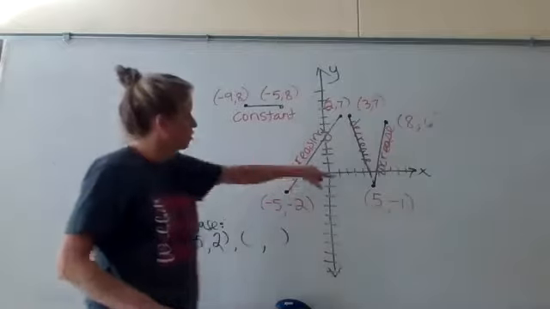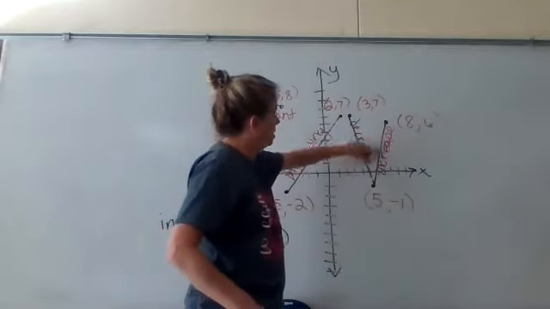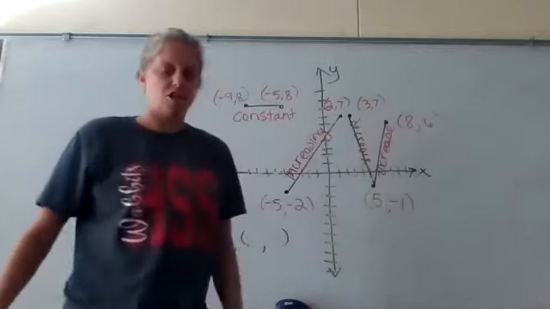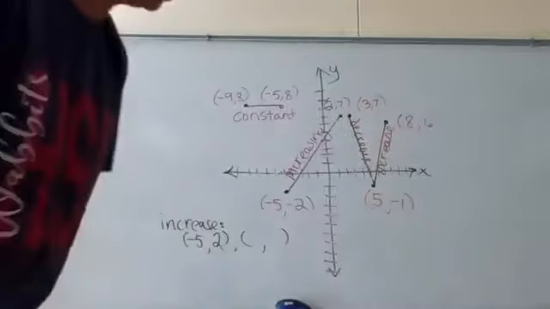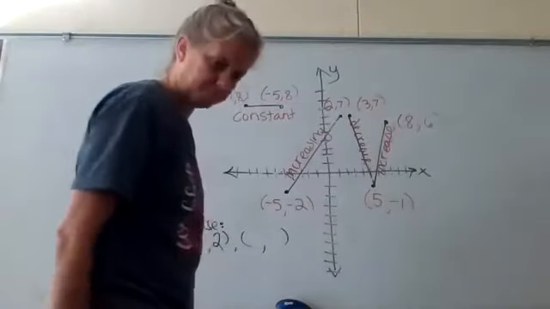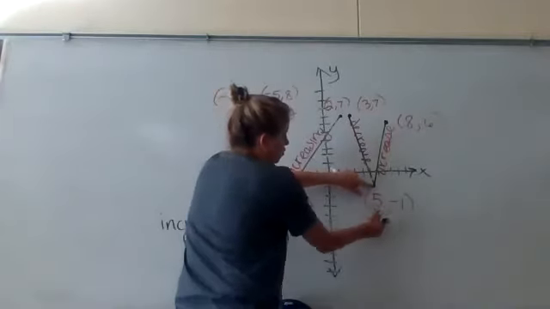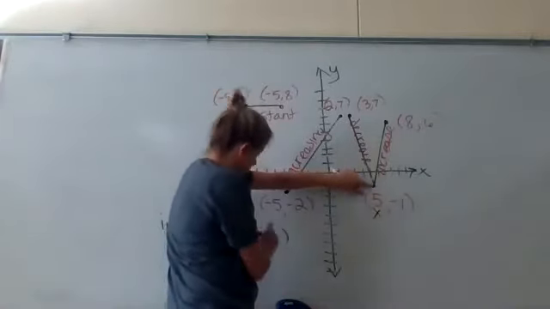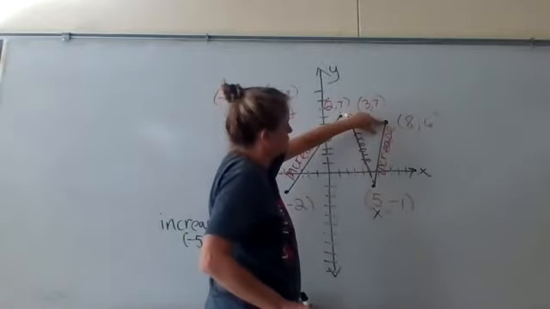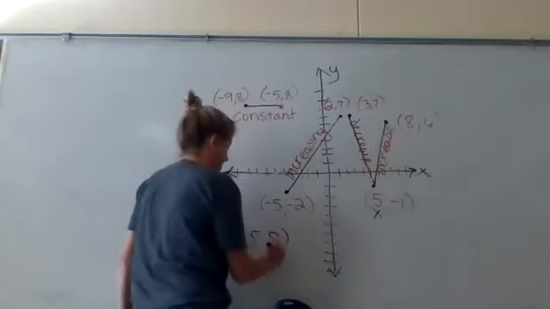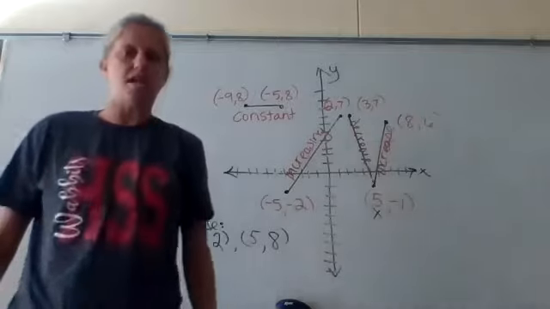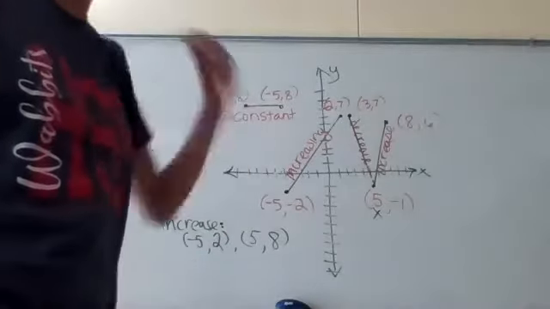Now it also increases from this point to this point. So again, labeling those points. Where did this one start increasing? Its x coordinate is 5. And it increased until it got to this point, and its x coordinate is 8. So those are the 2 increase spots or intervals.